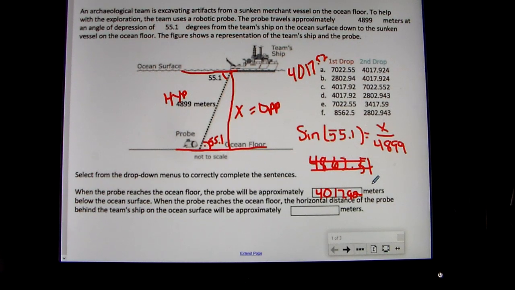Next, to find the second part, they're asking us, when the probe reaches the ocean floor, the horizontal distance of the probe behind the team's ship on the ocean surface will be approximately how many meters? So they're asking you how far away from the probe to behind the ship. So they're asking you for this length. I'll call it Y. So that's adjacent.